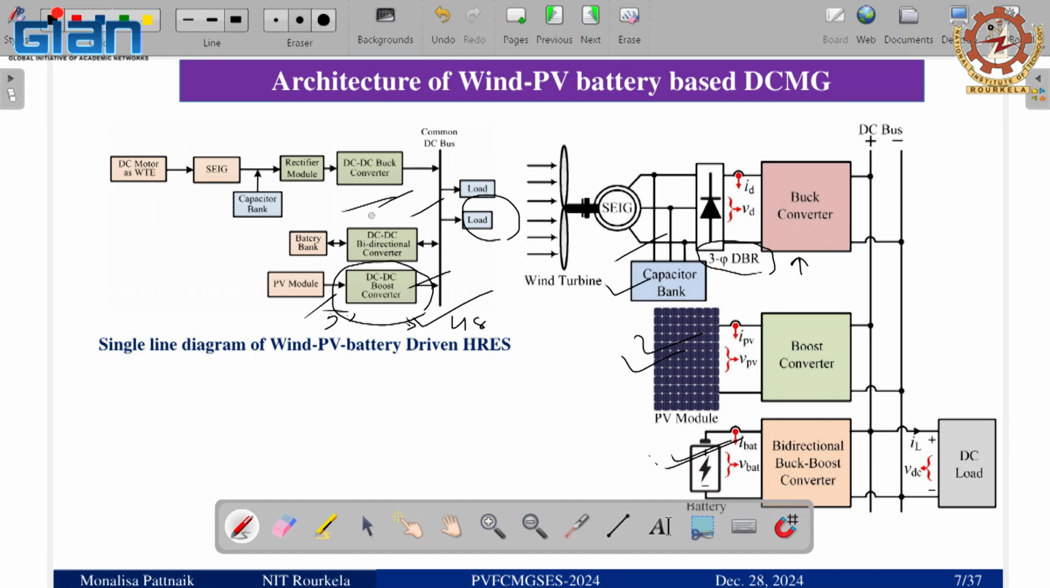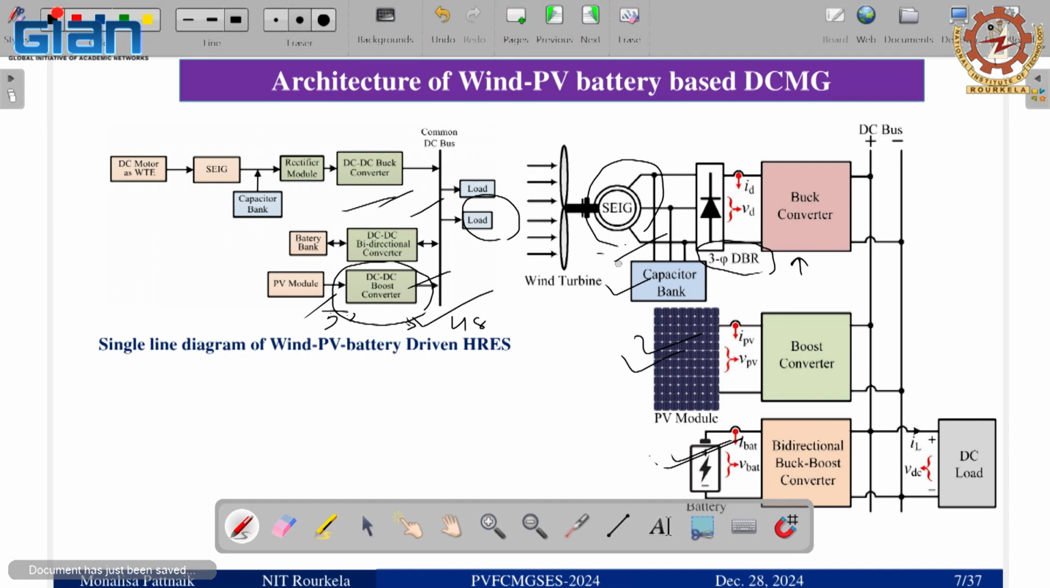Here this is the non-isolated bidirectional converter, and this is the buck converter. Both the converters which are connected to the renewable energy sources are doing the MPP operation. You should be very clear about that. Coming to this wind system, I have directly shown a self-excited induction generator. It is not necessary that it should be a self-excited induction generator. You can go for a DFIG or a PMSG, permanent magnet synchronous generator, where DFIG is the doubly fed induction generator.